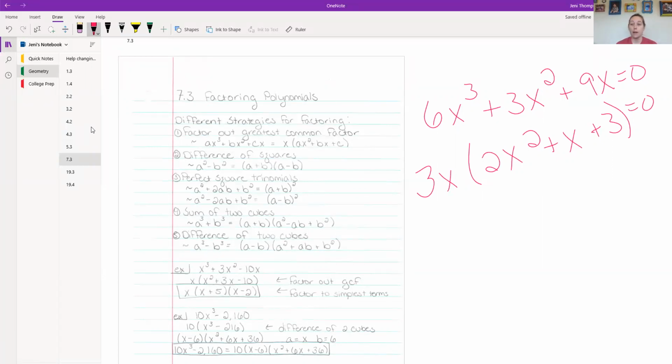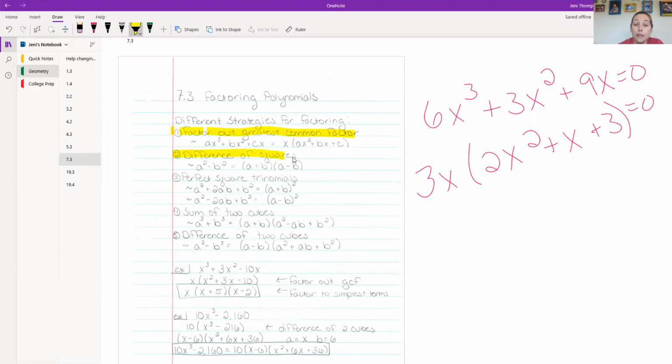Sometimes you can only factor out a number. Sometimes you can only factor out a variable. Sometimes you can factor out both. Whatever helps make your life easier when doing factoring, do it. So these are the different little tricks. We just talked about factoring out the greatest common factor.